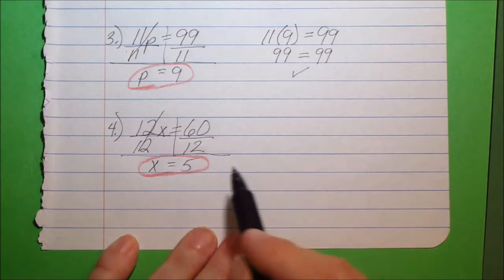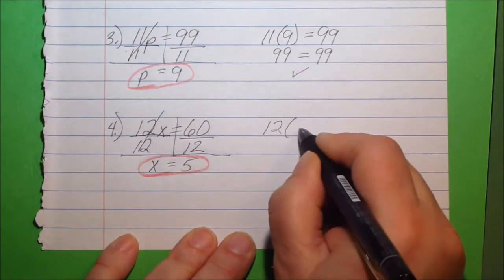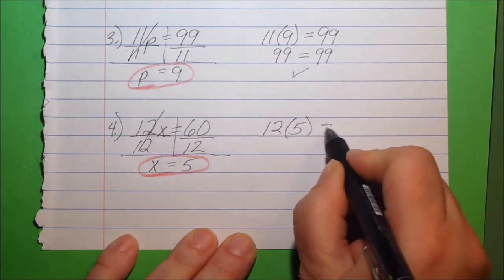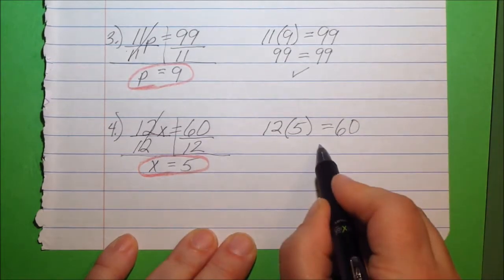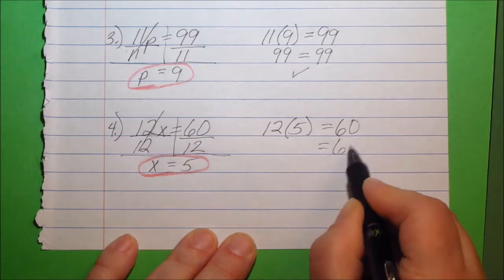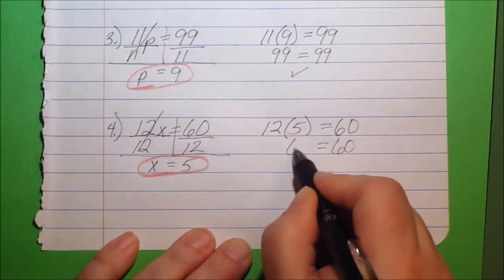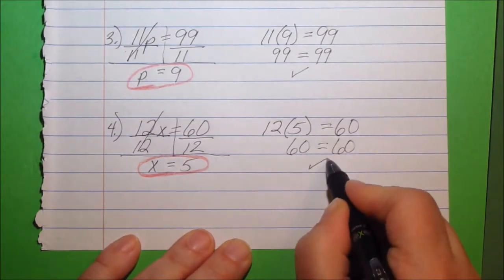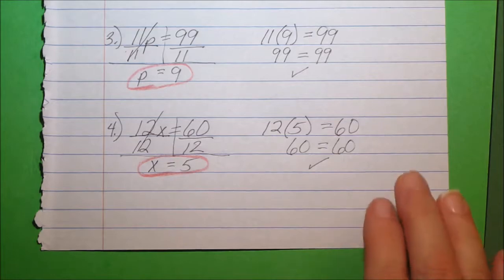But of course I have to prove it. So I rewrite this equation. 12 times x is 5, I think, so that's what I'm going to plug in, equals 60. I keep my equal sign lined up and bring down the 60. Now, what is 12 times 5? I know that it is 60. 60 equals 60. Yes, it does. So check, my solution was correct. All right, so that went kind of fast.